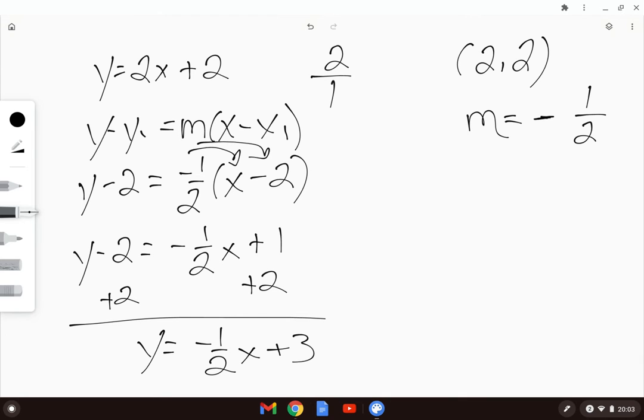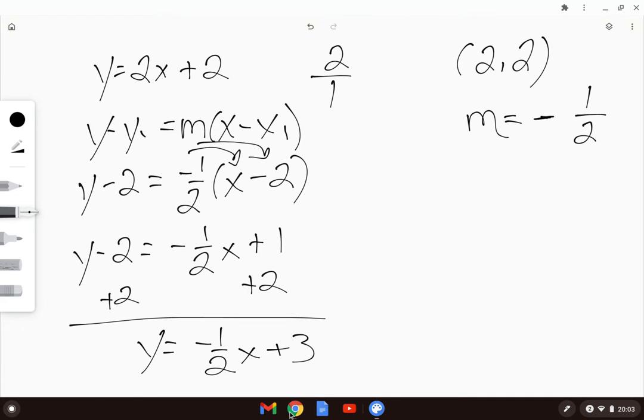So the equation of a line that is going to be perpendicular to the line y equals 2x plus 2 that passes through the point 2, 2 is going to be y equals a negative 1/2 x plus 3. Okay? Y equals a negative 1/2 x plus 3.